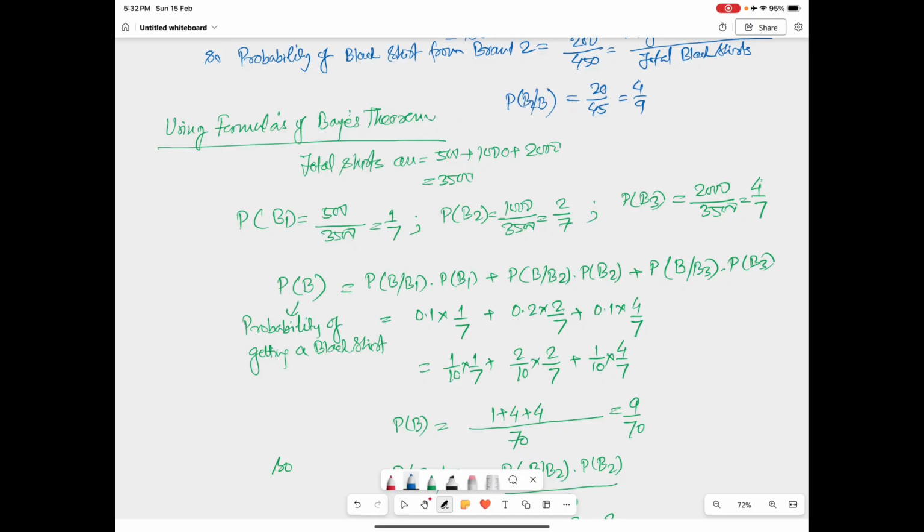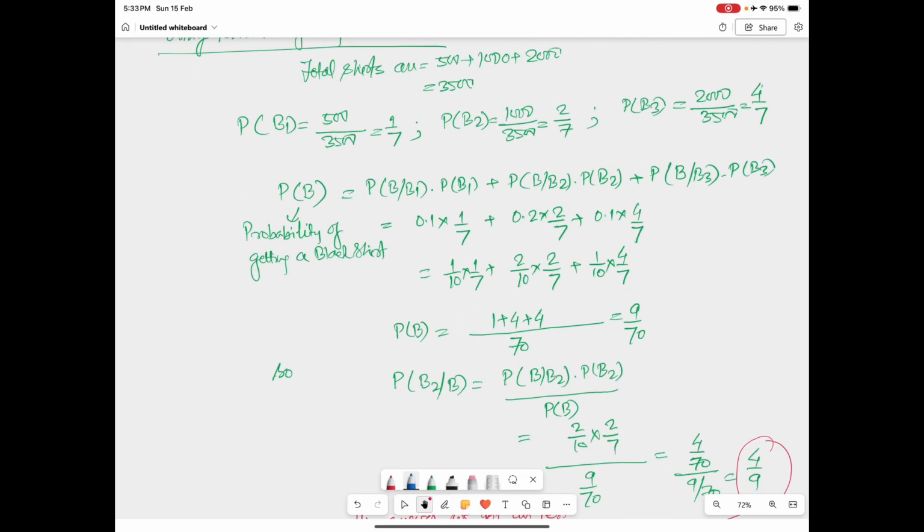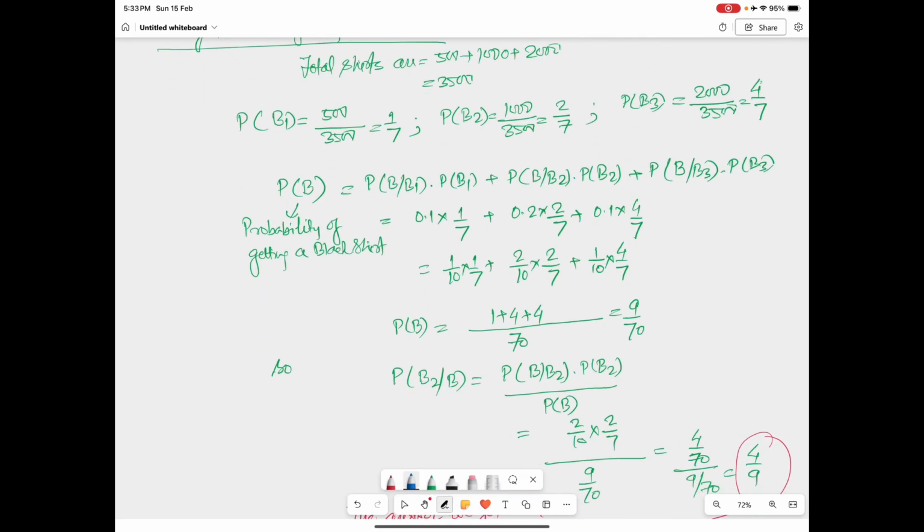So the same summation formula which is used in Bayes theorem is applied, because the events are mutually exclusive, either one of them will happen. Either it will be selected from brand 1 or from brand 2 or from brand 3. Wherever "either or" is used, the events are mutually exclusive, and we add the probabilities. So the probability of getting a black shirt is 9 by 70.